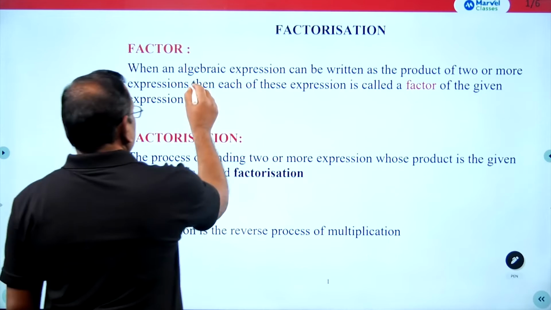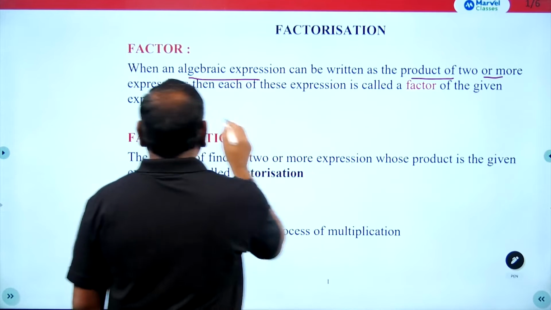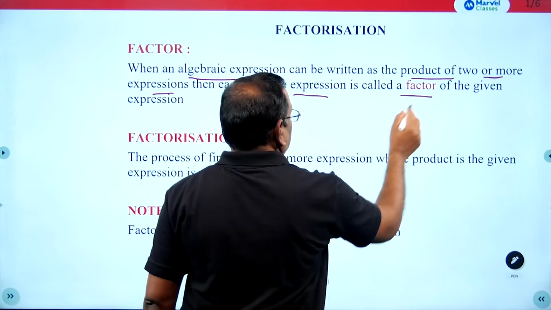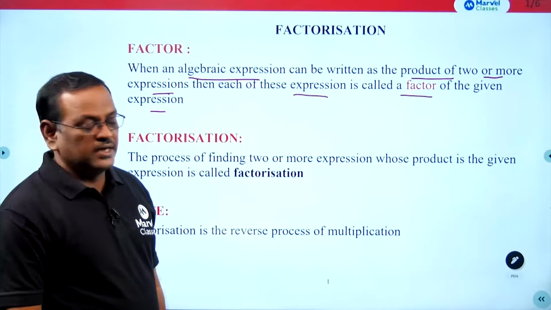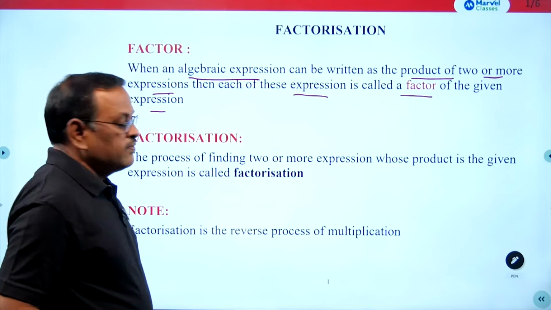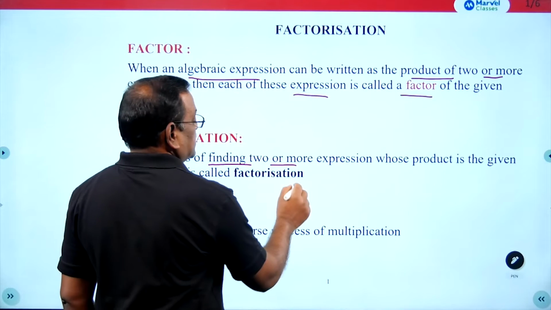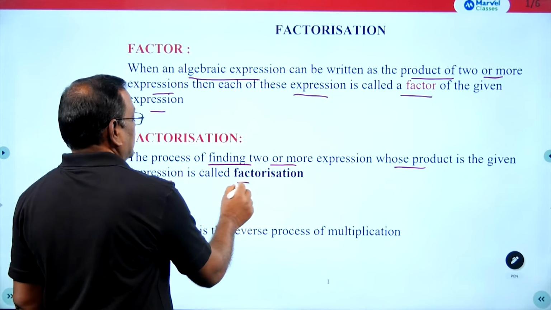When an algebraic expression can be written as a product of two or more expressions, then each of these expressions is called a factor of the given expression. And what is the meaning of factorization? The process of finding two or more expressions whose product is the given expression is called factorization.